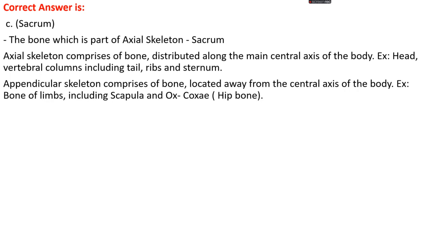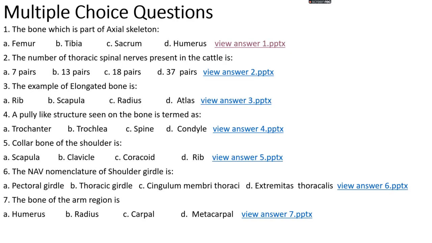Okay, the axial skeleton mainly comprises the bones which are distributed along the main central axis of the body, for example the head, vertebral column, mainly including tail, and ribs as well as sternum. While the appendicular skeleton comprises the bones which are located away from the central axis of the body, for example the bones of the limbs, including both forelimbs and hind limbs, and including the scapula and os coxae, which is the hip bone.